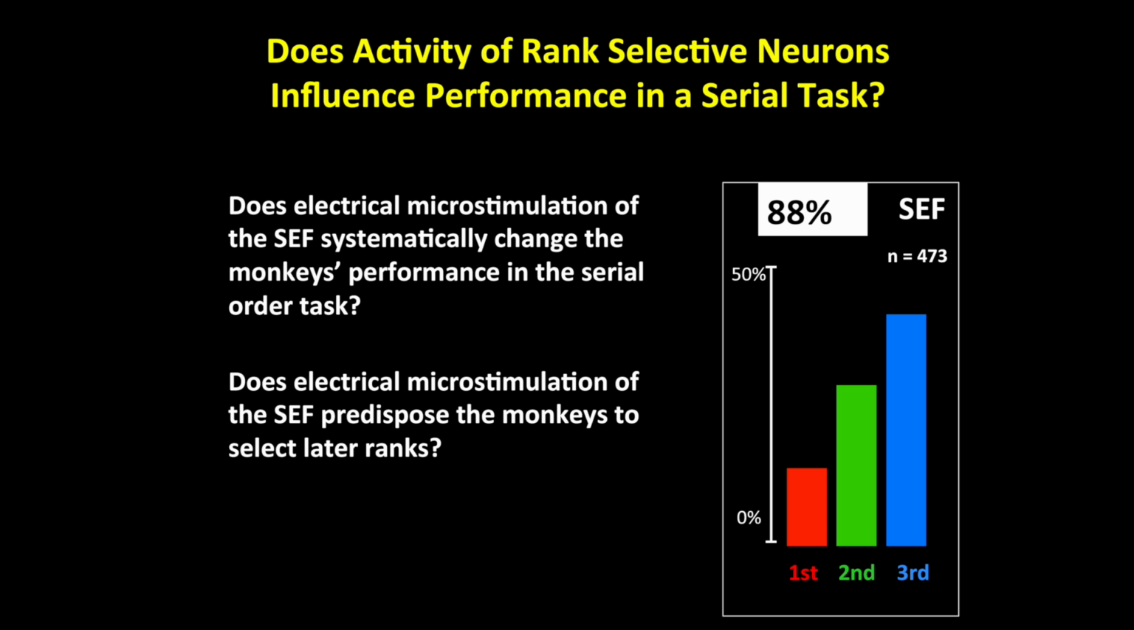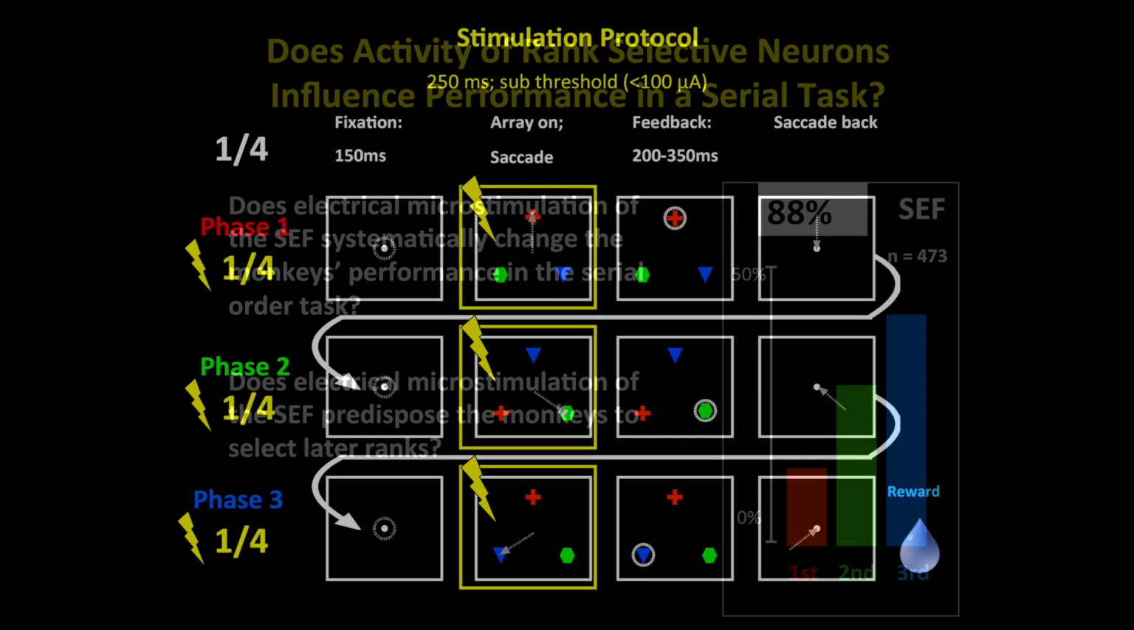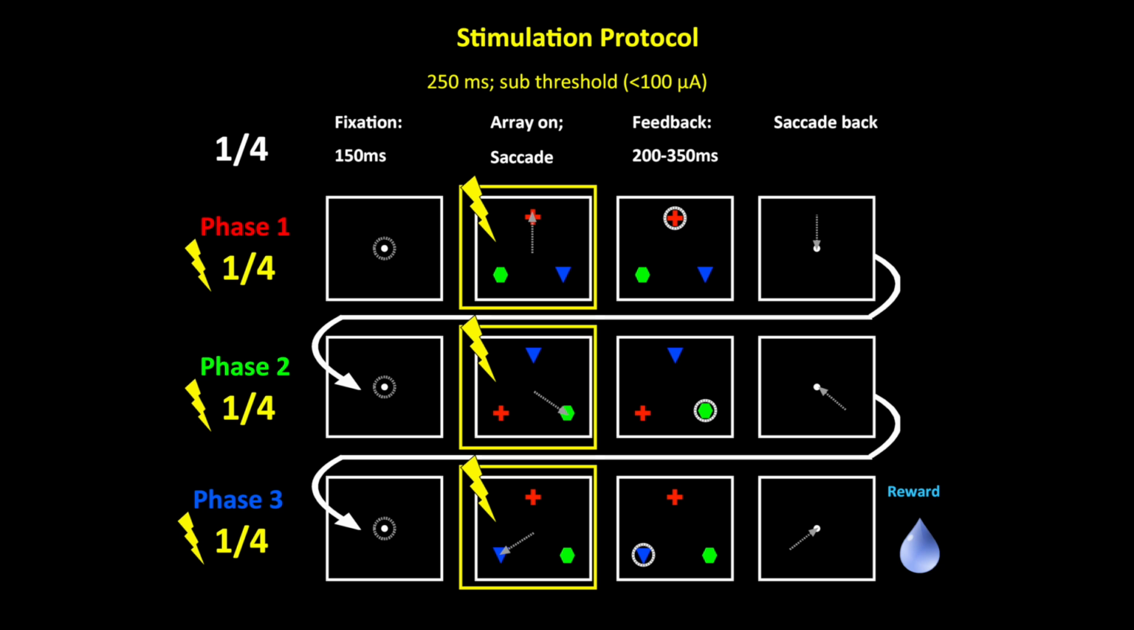Therefore, we can form a more specific prediction of what we expect by microstimulating this particular area. Specifically, we can ask: if it's true that most of the neurons in this area represent later ranks, does electrical microstimulation of SEF predispose the monkey to select later ranks? To answer this question, we designed the following task, which is analogous to the object sequence task you've seen already.